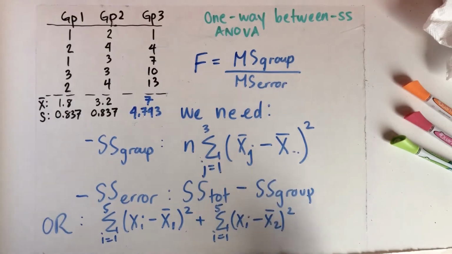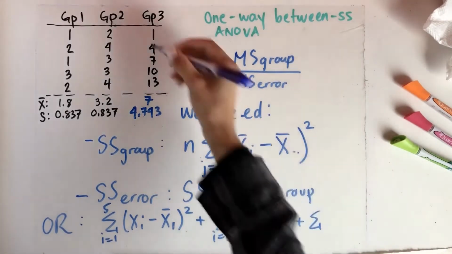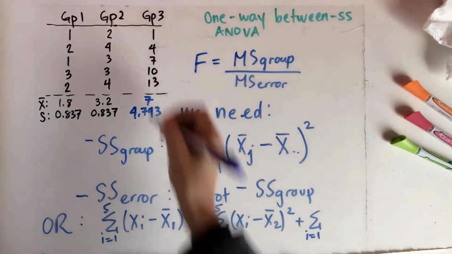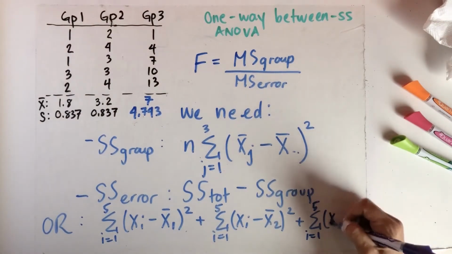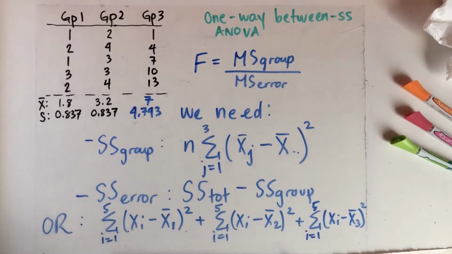I'm going to do the same for group 3. So we look at all the individual scores and look at how they deviate from the group mean of 7. Yeah, I did it. So this would be the formula that we would use to compute SS error by hand. And indeed, we are going to see both of those computed today.